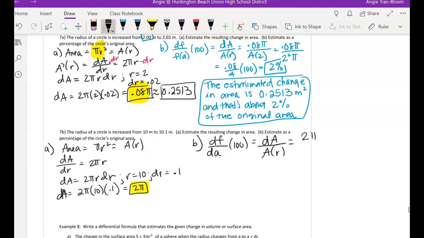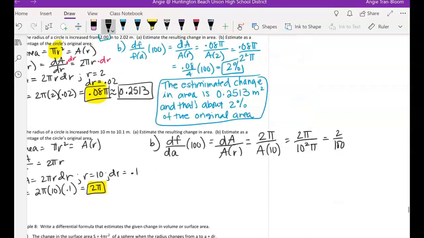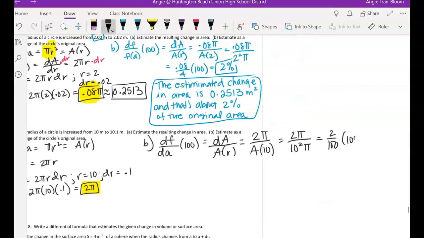So that's going to be 2 pi. A of area started at 10, so I need to find out what that is. So 2 pi all over pi r squared, so 10 squared times pi. Cancel out the pi, so that's 2 over 100. So I'm going to multiply by 100. So, oh, it's 2% again. Okay. So here we go.